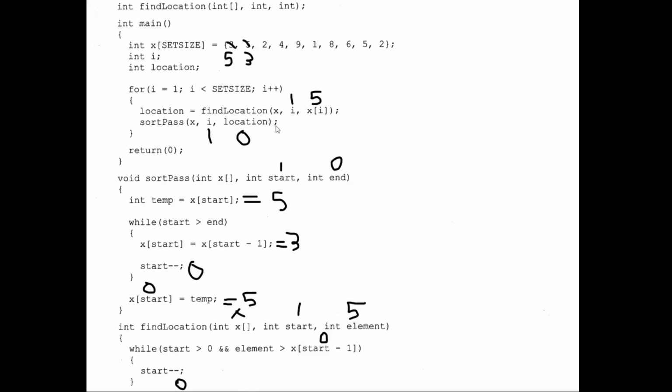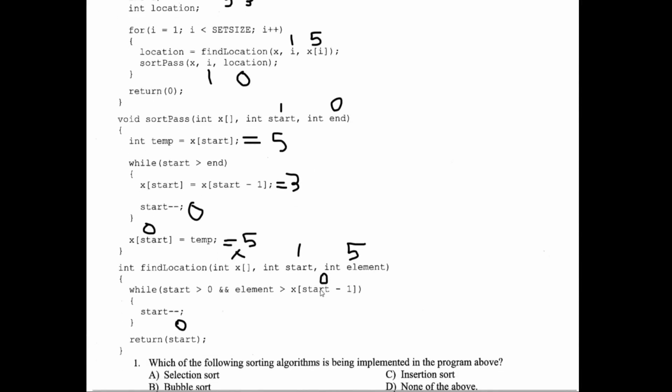But since it is finding the location and then sorting to put that element at that location, it is insertion sort. Another thing to note is this greater than and this minus minus. It's going through that location until it finds the spot. It keeps going while the number is greater than the previous number, and it is decrementing that position. So it's going from the biggest element to the smallest element.